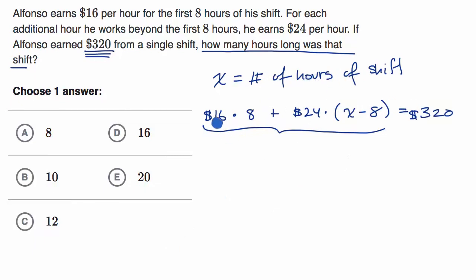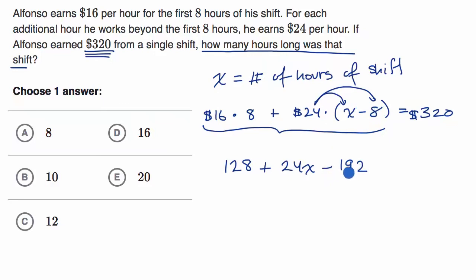shift. So 16 times 8, you can use a calculator for that, but you might be able to do it in your head. 8 times 6 is 48, plus 8 times 10 is 80. So that is 128, plus, now we can distribute this 24 times X, and then minus 24 times 8. So let's see, 20 times 8 is 160. 4 times 8 is 32, so it's minus 192.